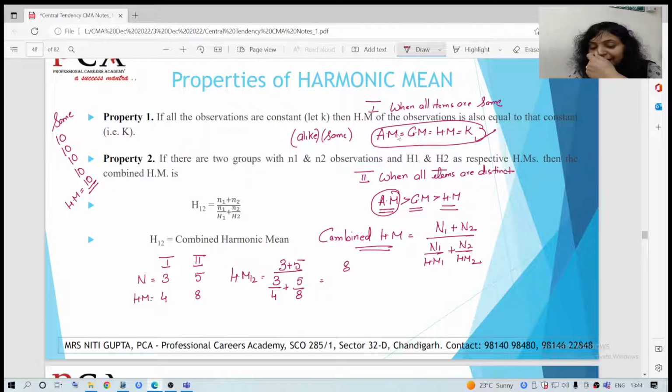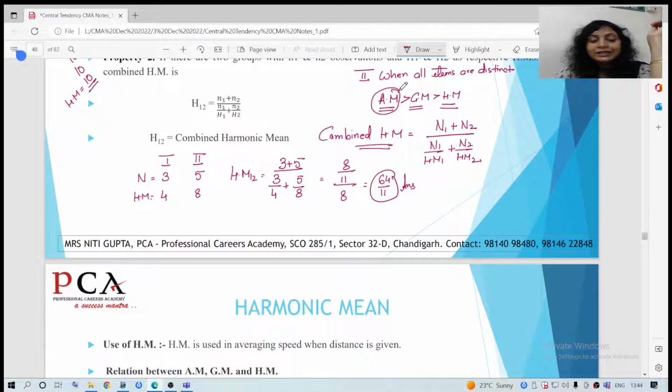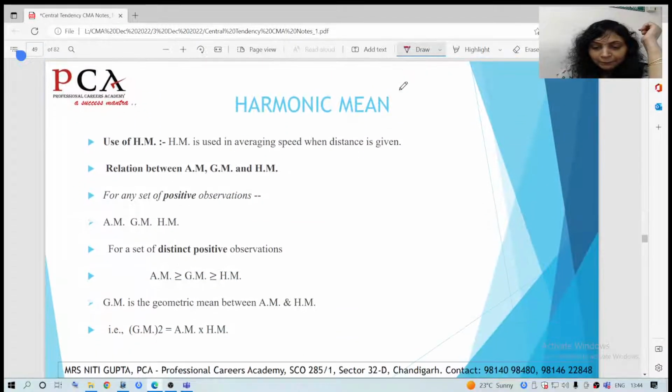So simplify it, 8. So this is 6 plus 5, 11. So the answer is 64 by 11. So this is the combined harmonic mean. So these are the properties of harmonic mean.